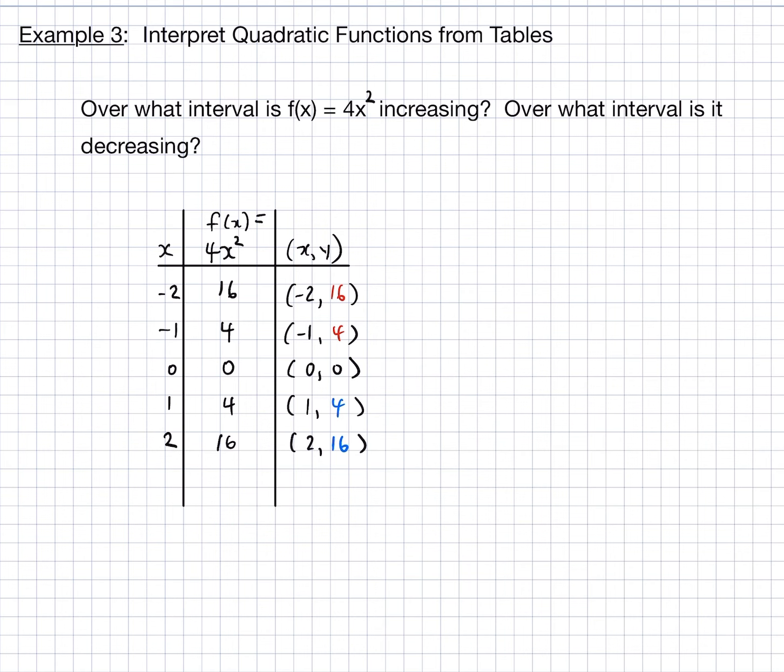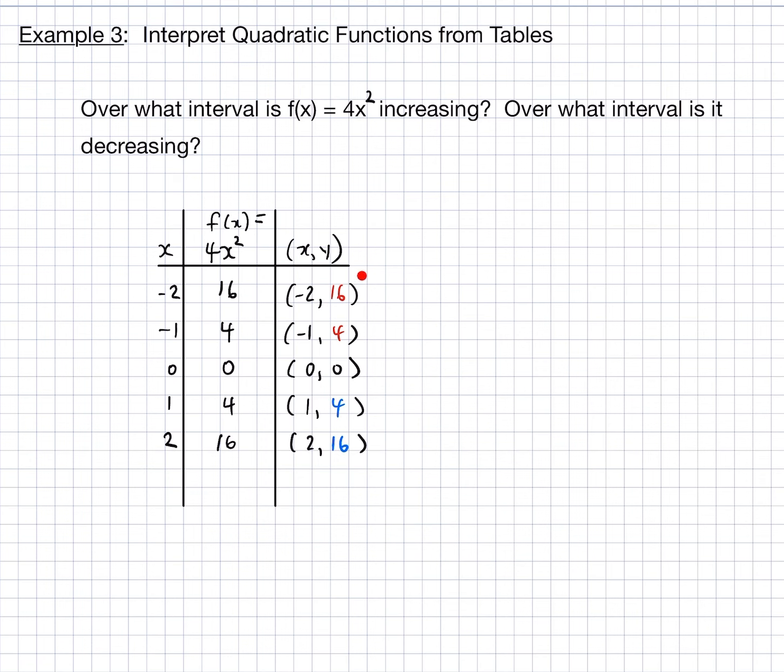So now here we're going to be interpreting the quadratic function from a table. So no graphing, okay, just coordinates here. So here's the question. Over what interval is the function f(x) = 4x² increasing, and over what interval is it decreasing? Okay, so in this case, we want to look down the y values. And we're going to go from the smallest input, which is -2, and we're going to keep moving towards the largest input.